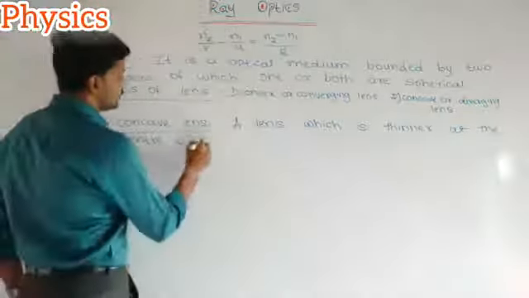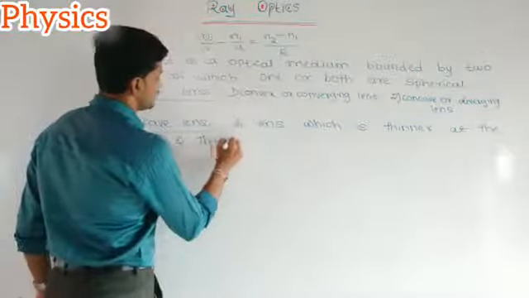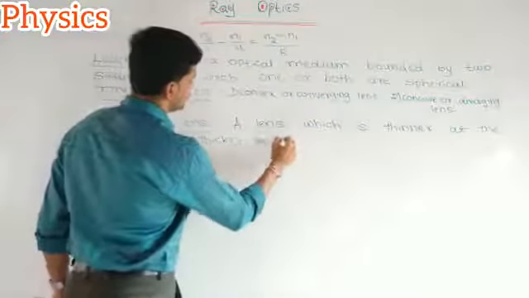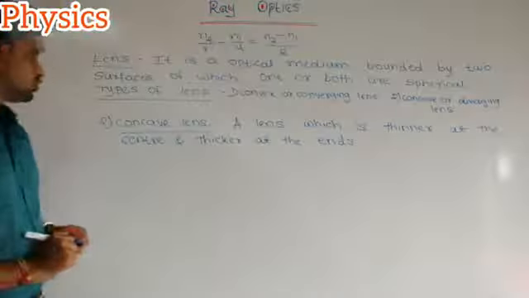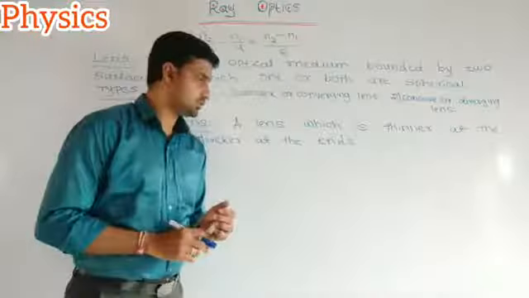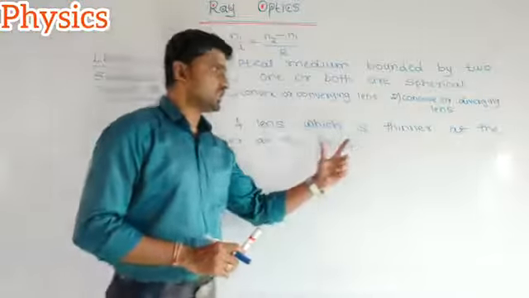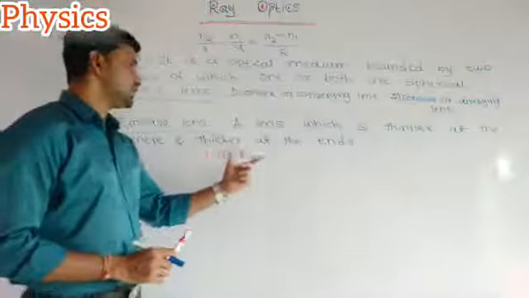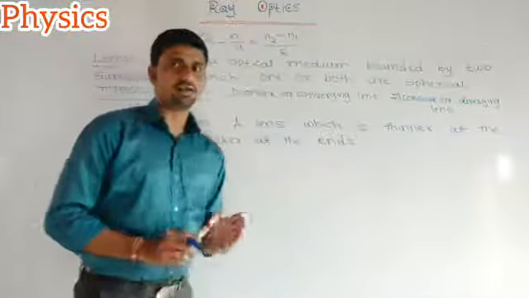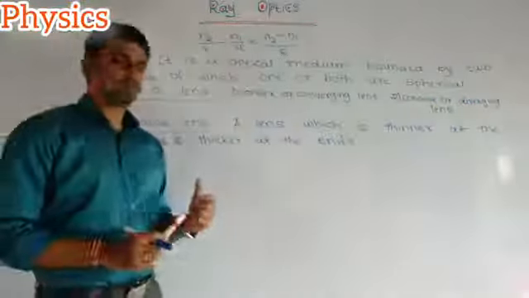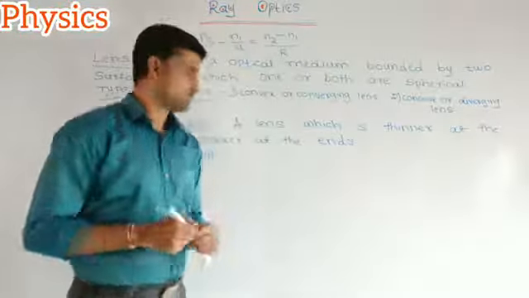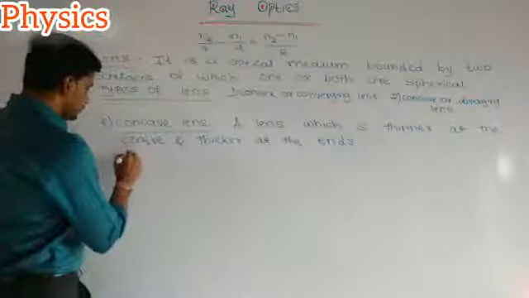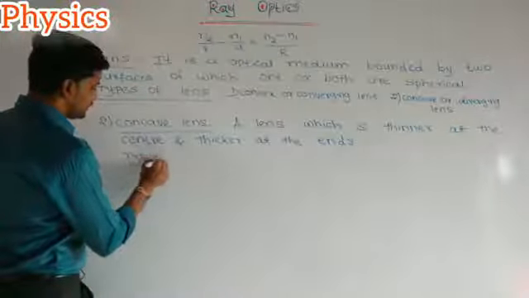and thicker at the ends. That type of lens is called a concave lens. A lens which is thinner at the center and thicker at the ends is called a concave lens. In concave lenses also, there are different types. Now let us see the types of concave lens one by one.